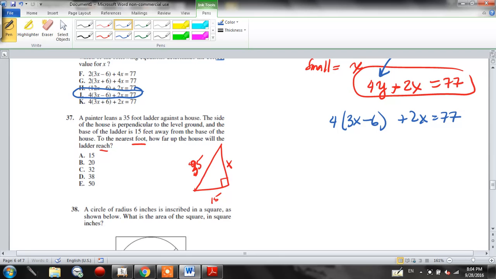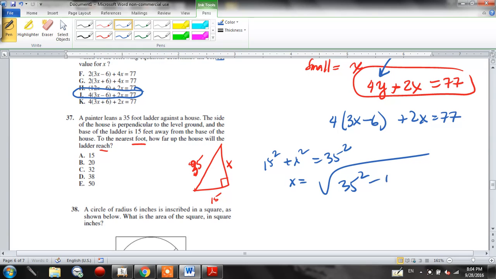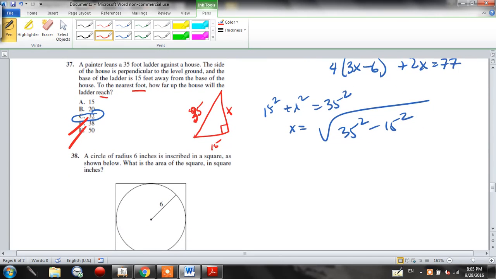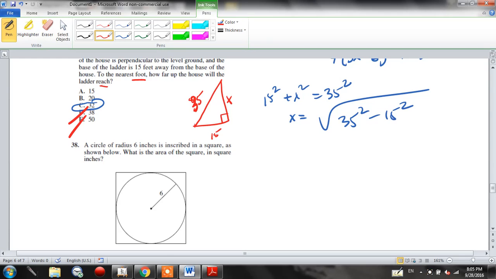Well, Pythagorean theorem. A squared plus b squared equals c squared. 15 squared plus x squared equals 35 squared. So you have to solve this for x. So x is going to be equal to the square root of 35 squared minus 15 squared. That ends up being, I think, 32. It cannot be D and E, definitely, because the hypotenuse has to be the biggest one. The legs can't be bigger than the hypotenuse. What kind of a right triangle would that be?